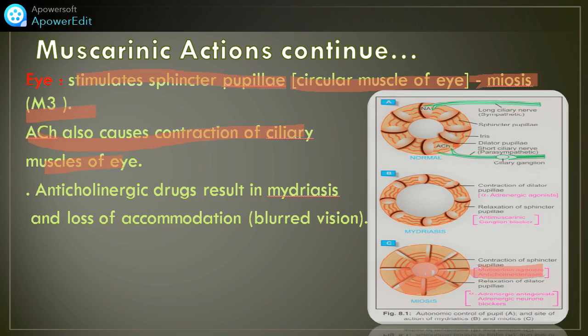Muscarinic agonists cause contraction of the sphincter pupillae. Anticholinergic drugs result in mydriasis and loss of accommodation, and that is blurred vision. This is mydriasis, which is caused by anticholinergic drugs or antimuscarinic drugs.